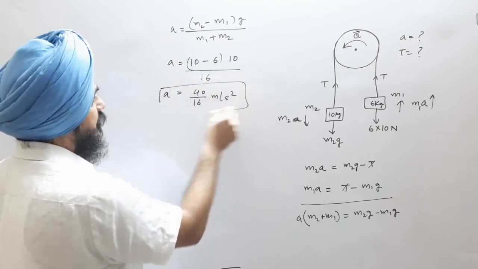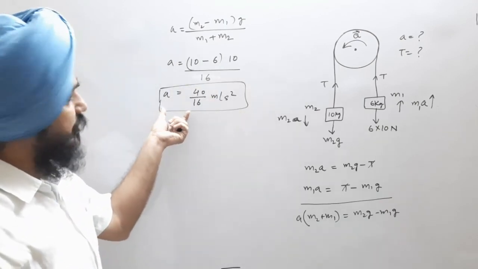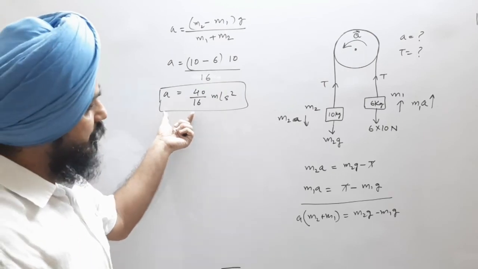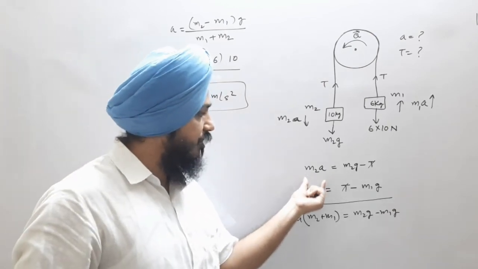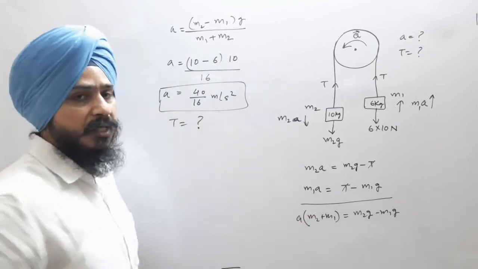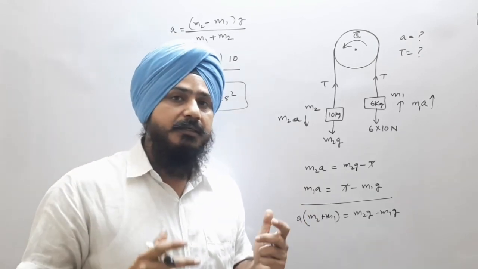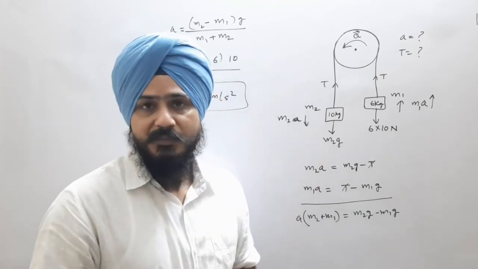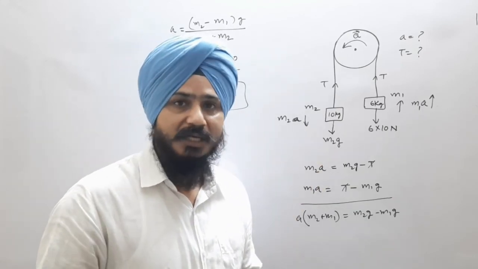You can simplify it by yourself. Knowing the value of acceleration, you can put it in one of these two equations to get the tension in the string. So this is the method to solve such numerical problems which usually come in exams.